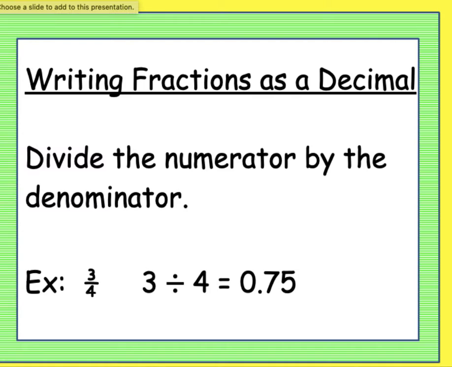Next, we're going to be transitioning between fractions and decimals. To change a fraction to a decimal, we simply divide the numerator by the denominator. For example, 3/4. 3 divided by 4 is 0.75.